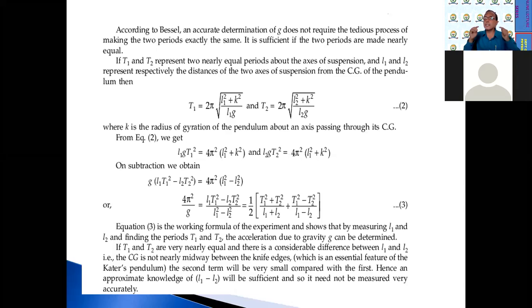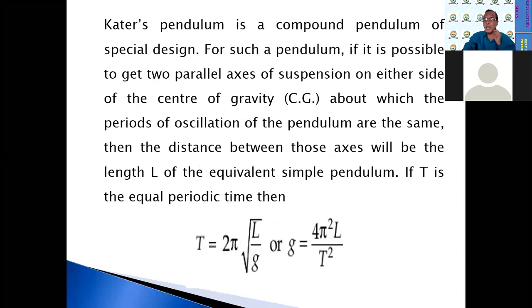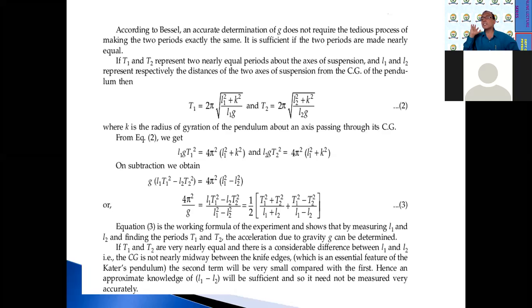How long do we keep doing this? Until the time periods about K1 and K2 become equal. Once the time period has come exactly the same, then we will consider that G, that is the center of gravity, is between K1 and K2. Then we will measure the distance of the first knife edge from the center of gravity, that is called small l1. Then we will measure the distance of the knife edge K2 from the center of gravity, that is small l2, and that l1 plus l2 is equal to capital L, and that value of L we will put in this particular formula, and we can determine the value of g.